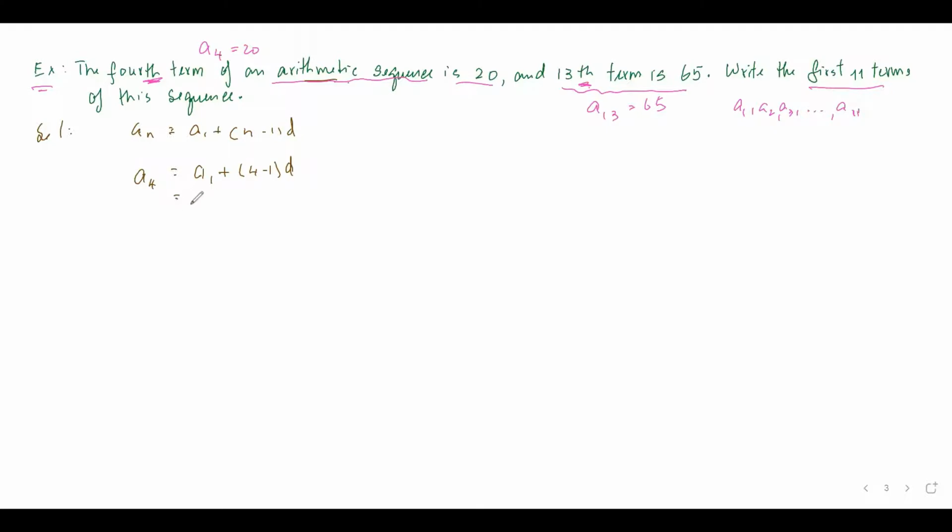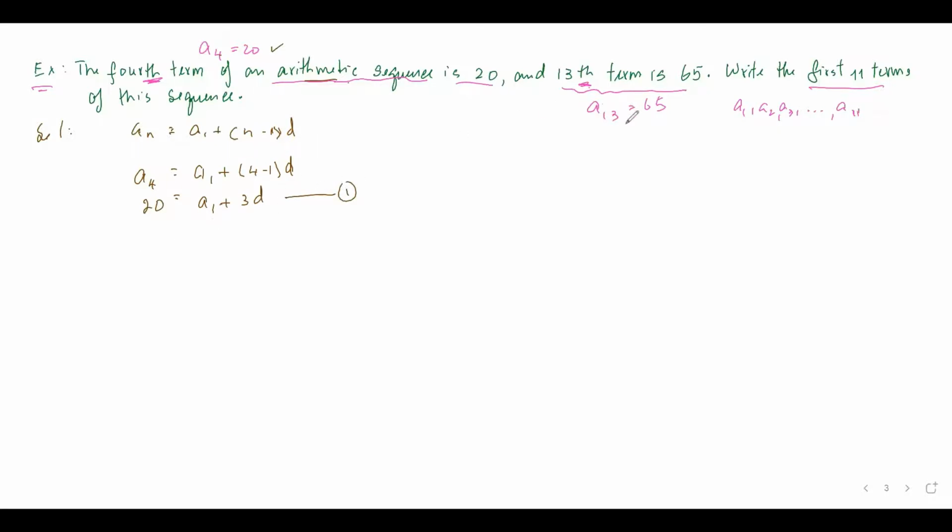Now you simplify. A1 plus, with n replaced by 4, it becomes 3D. So now the A4 the question gives us is equal to 20. So you replace it, and we take this one as equation 1: A1 plus 3D equals 20.